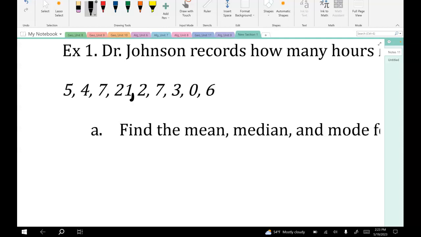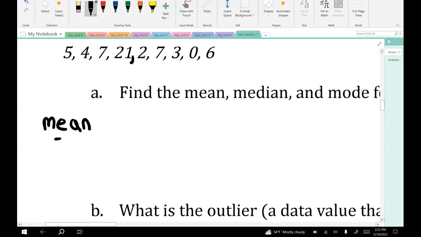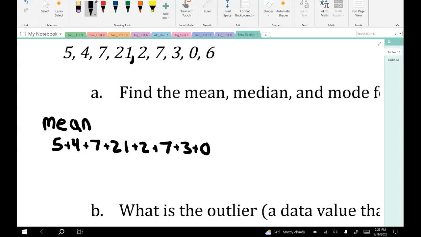So to find the mean, what we have to do is sum together all of our data values. So that's going to give us the total number of hours. So we're going to take 4 plus 5 plus 7 plus 21 plus 2 plus 7 plus 3 plus 0 plus 9 plus 6. You don't have to write this out. I'm just doing it to show you all. You get a number when you add all those together. And then you divide it by the number of values that we have.